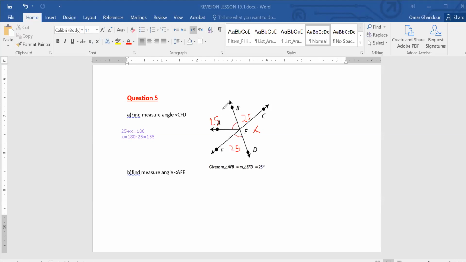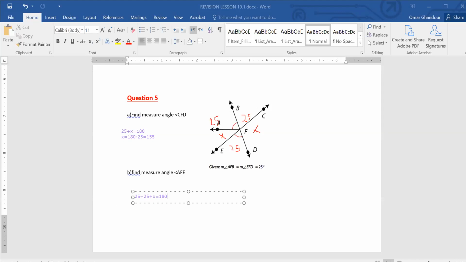So adding these together will give you 180 degrees. If we name the unknown angle x, I will write that 25, which is this one, as Amira said, plus 25, which is this angle, plus the x should be 180 degrees because they form a straight line.